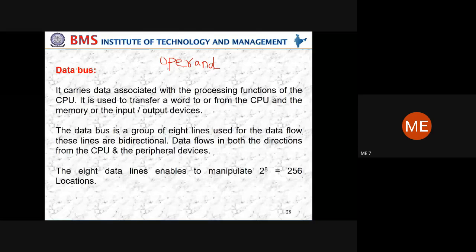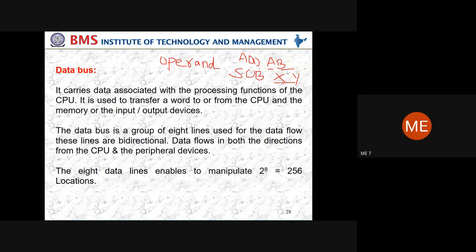microprocessor processes the instruction. For example, ADD A, B: A and B are called the data. Then you have SUB X, Y: these two are called the data. So it carries the data associated with the processing functions of the CPU.